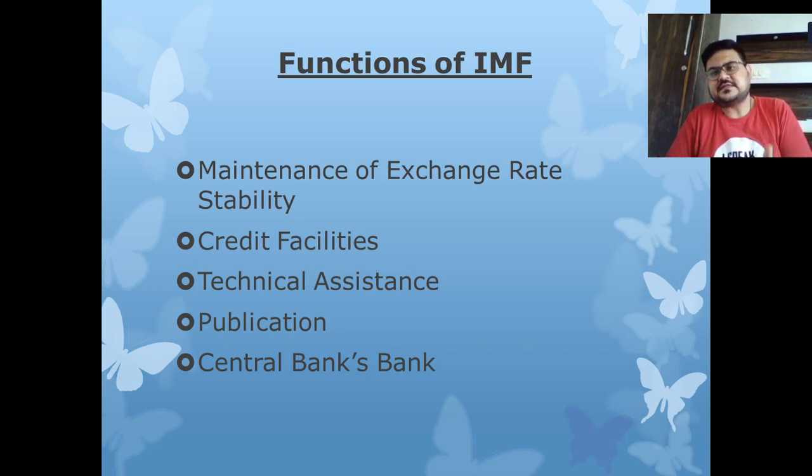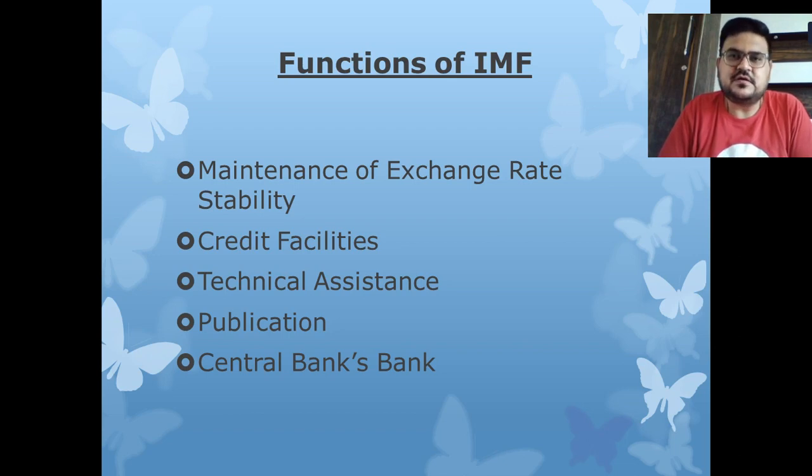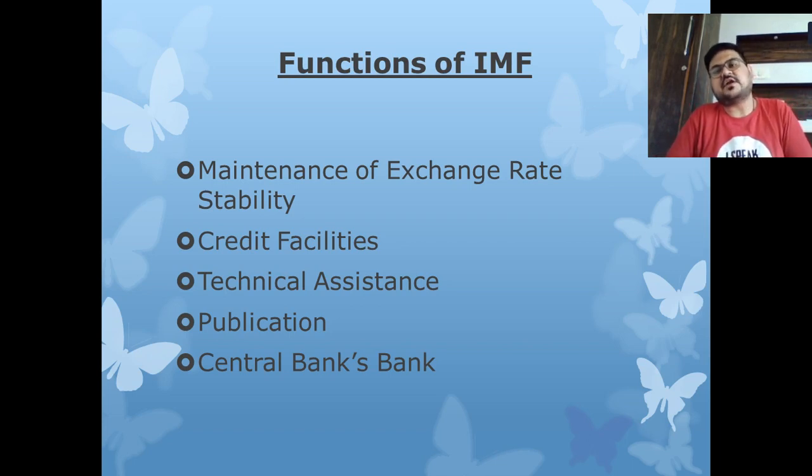Then technical assistance. There could be many technical problems in terms of execution of transactions. If there's a trade related problem between countries, then IMF will come into the picture and help countries. So they try to be this middleman and try to solve problems related to technical issues. Then again, publication. Whatever different things they do, they publish in their newsletters, they publish on their website, and they are a central source of information for so many countries. So they become the source of publication.